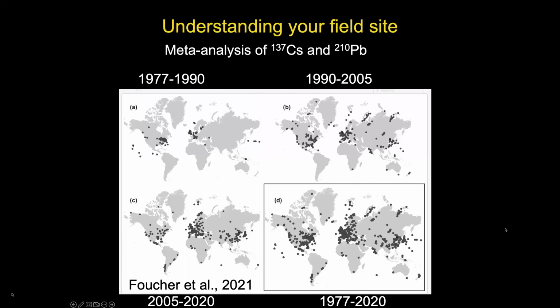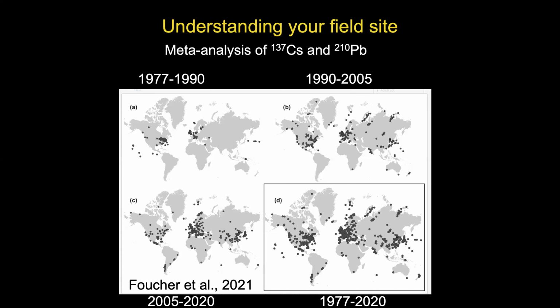This is a meta-analysis of cesium-137 and lead-210 around the world. I think it illustrates an interesting point, which is that, first of all, as time has gone on, from 1977 to 1990 there were a few studies. From 1990 to 2005, the number of studies picked up. And to present time, there are lots of studies. If you look at everything together, you can see that there's quite a bit of information about cesium-137 and lead-210, which is often coupled together for sedimentation rate estimation. There are quite a lot of studies around the world and in coastal zones.